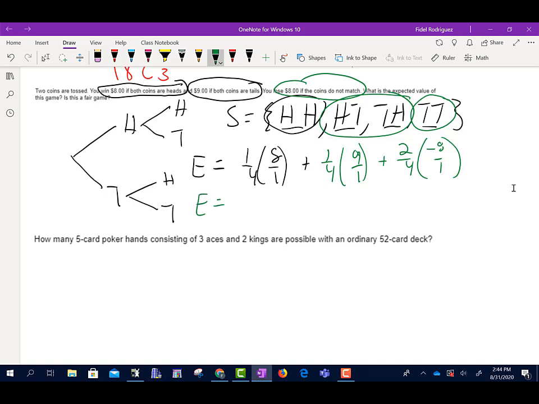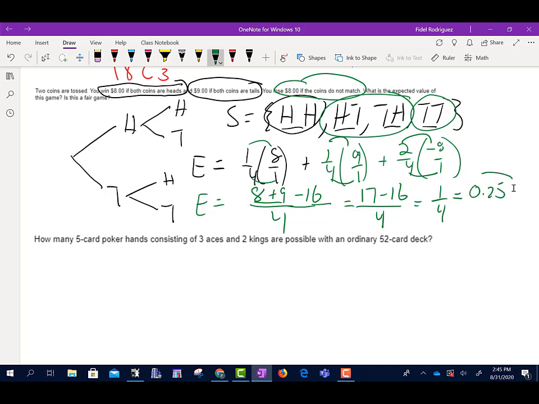Okay. So look, I'm going to multiply straight across. I'll give you a hint. Look at the bottom. 4 times 1, 4 times 1, 4 times 1. Bottom's going to be 4. 1 times 8 is 8. 1 times 9 is 9. 2 times negative 8 is a minus 16. 8 and 9 gives me 17 minus 16 over 4. So 1/4 is 0.25. So there's my expected value. We just found that.